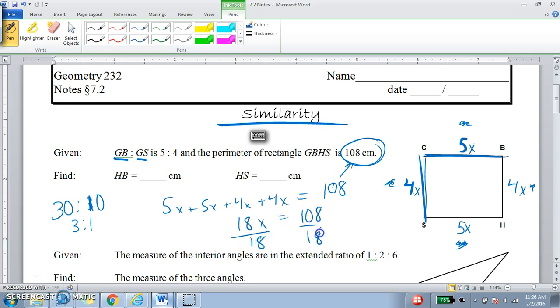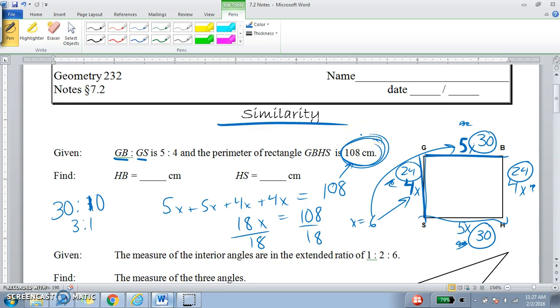When I divide, that leaves me with x is 6. So if I plug that back in to each of these sides, this side and this side are going to be 5 times 6, which is 30. And these two sides are going to be 4 times 6, which are 24. And if we add up 24, 24, 30, and 30, it does give us a total of 108. So HB would be 24, and HS would be 30.